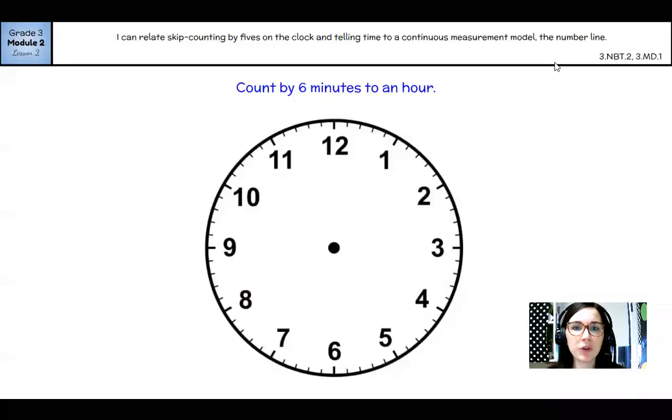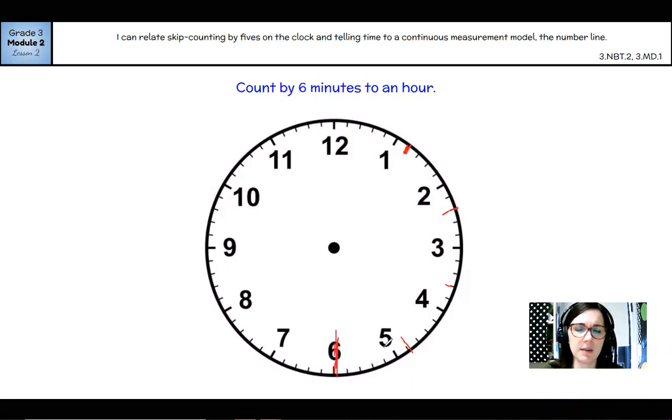Okay. So for this one, it wants us to count every 6 minutes to an hour. So I'm going to grab my little pencil here and I'm going to mark every 6 minutes. So I know that this is the 5, so it's going to be 1 after. 1, 2, 3, 4, 5, 6. 1, 2, 3, 4, 5, 6.